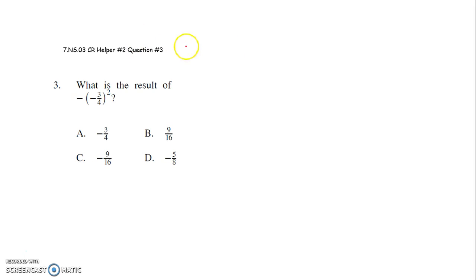So I want to show you if there's a negative outside the set of parentheses and a negative 3/4 inside the set of parentheses raised to the second power. I want to talk about what that means. So if you see a negative outside a set of parentheses, that means -1 times whatever you got going on the inside raised to the power.